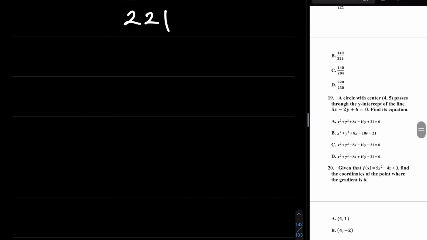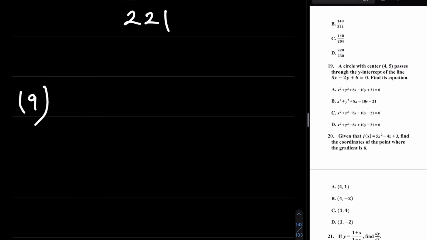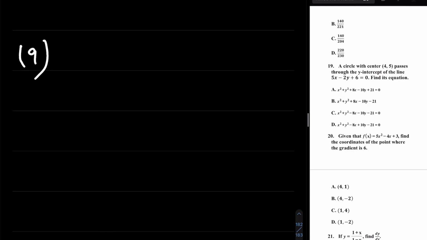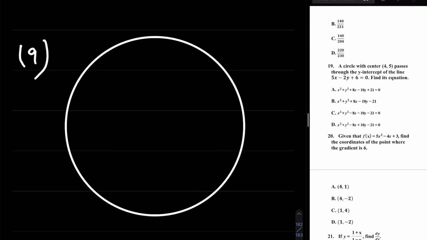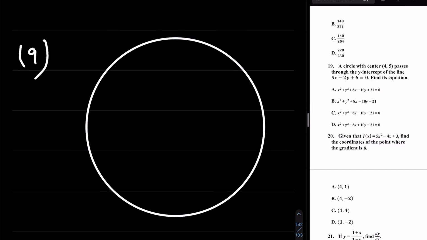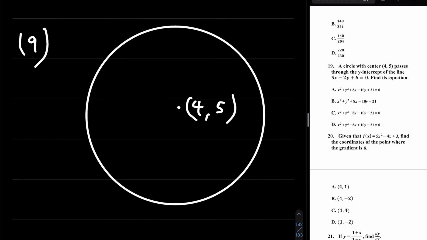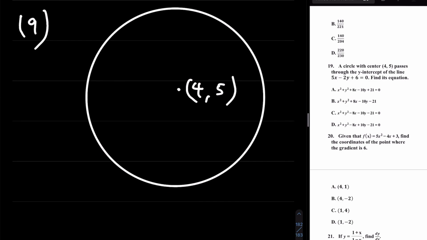The next one is number 19. A circle with center 4, 5 passes through the y-intercept of the line 5x minus 2y plus 6 equals 0. Find its equation. That means find the equation of the circle. Let this be the circle. The coordinates of the center of the circle are 4, 5, and it passes through the y-intercept of a line whose equation is 5x minus 2y plus 6.